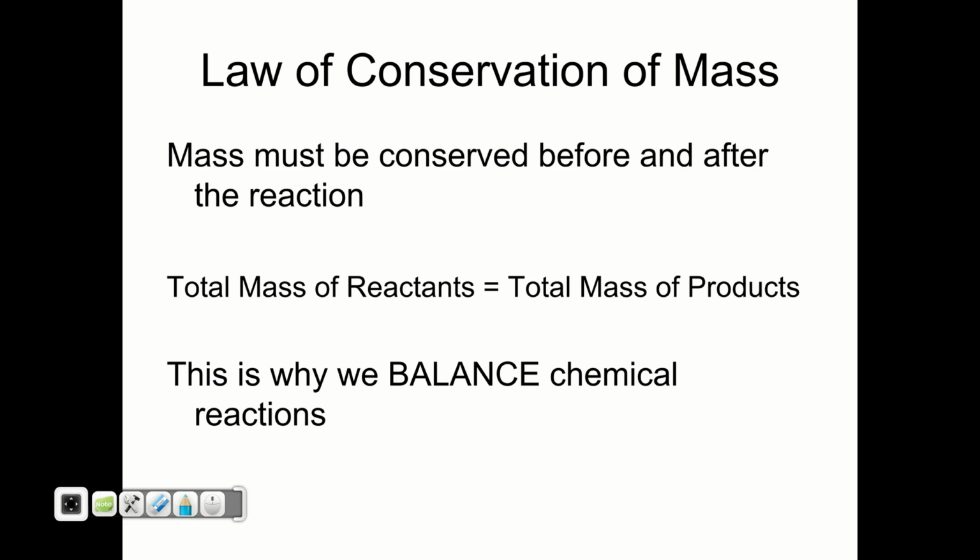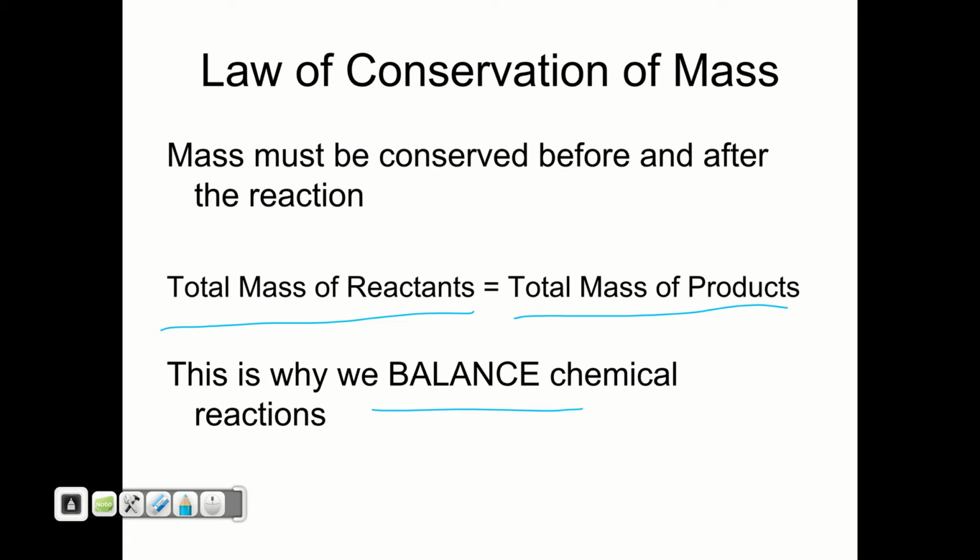The total amount of reactants must equal the total amount of products. That is obviously the ideal situation. It is happening, but sometimes some of the stuff changes into energy or we don't measure it correctly. But in a true reaction, we should have equal amounts of reactants and equal amounts of products. This is why we balance chemical reactions.